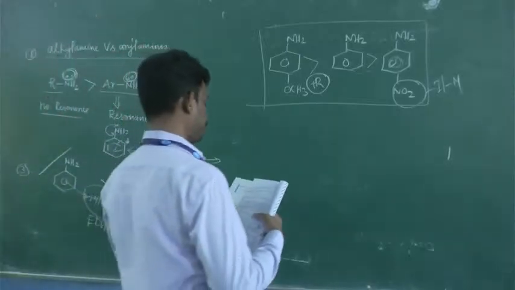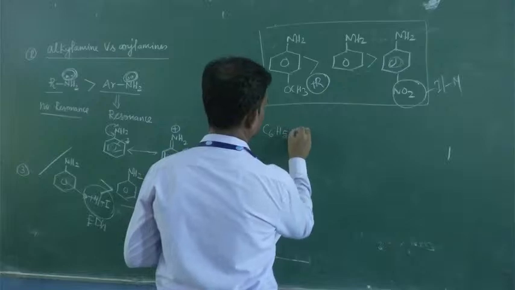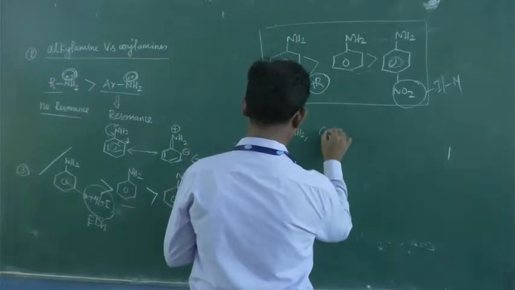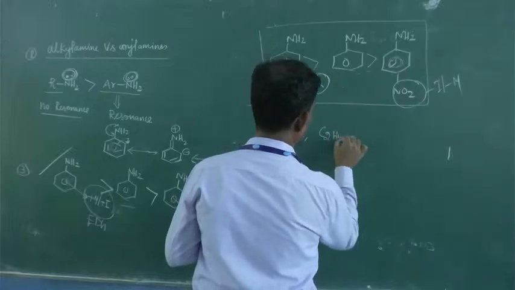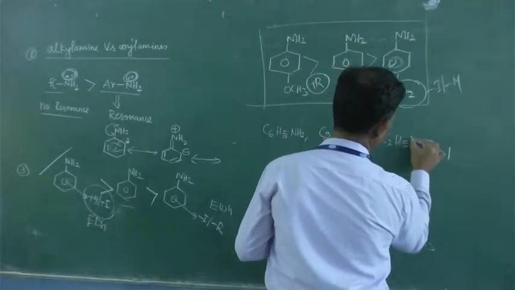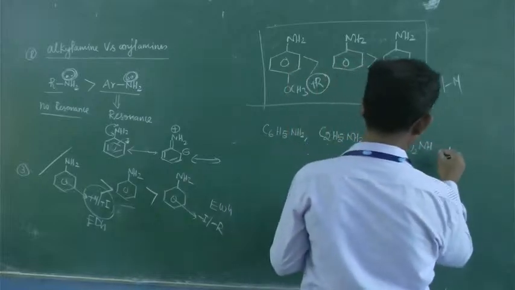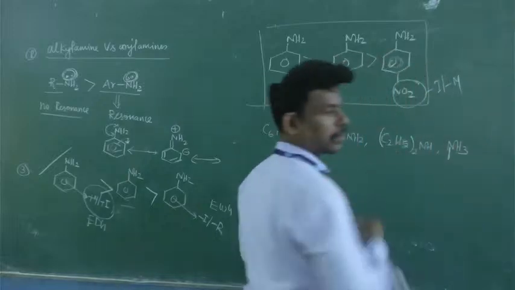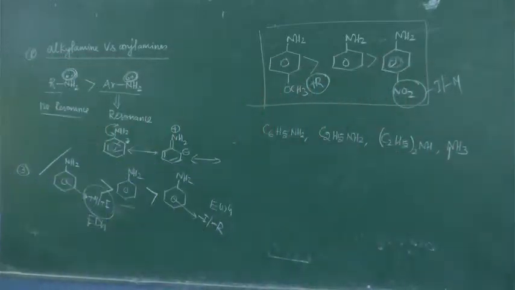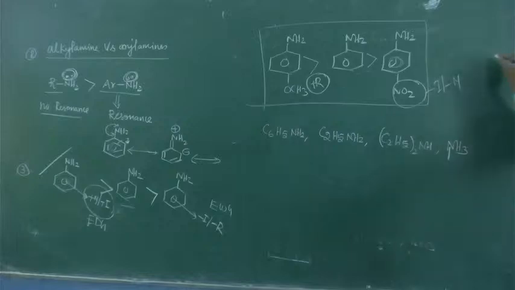Okay, for example, you have to take C2H5NH2, that is C2H5NH2, and the next ones. So what is the basic strength order? Just now we have discussed the ethyl group. Okay, is it clear?